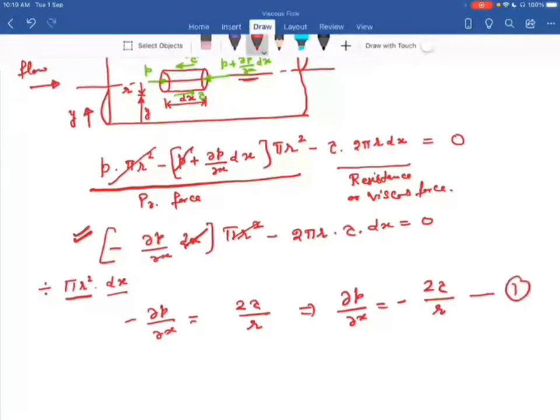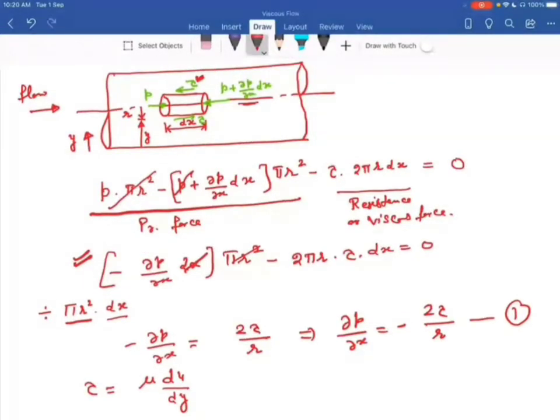Now the value of tau we can write from Newton's law of viscosity. So tau I can write as mu du by dy. Now you see this diagram. What is the relationship between y and r? If we increase y, r decreases. If you increase small r, y will decrease. That means there is an opposite relation between y and r.